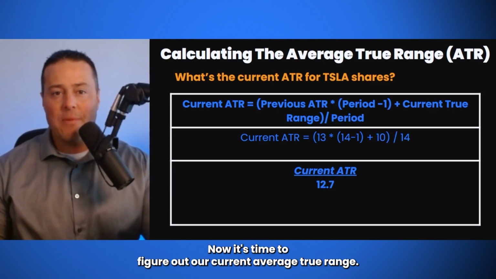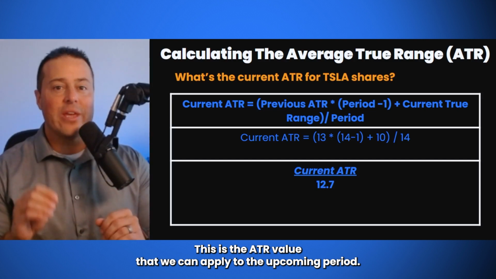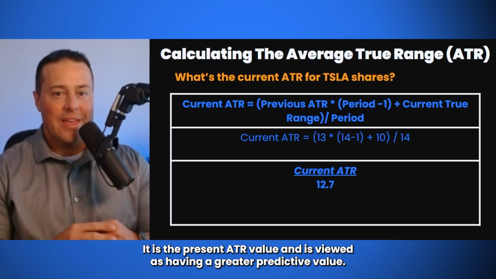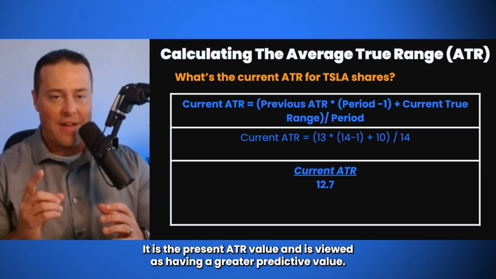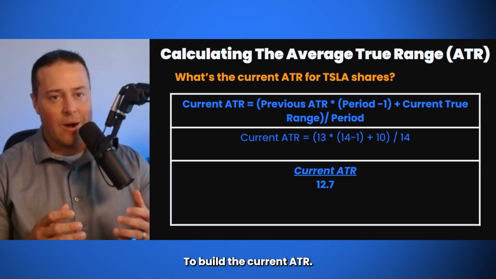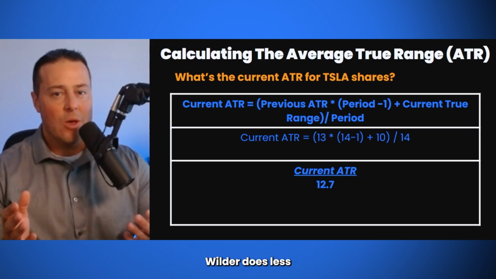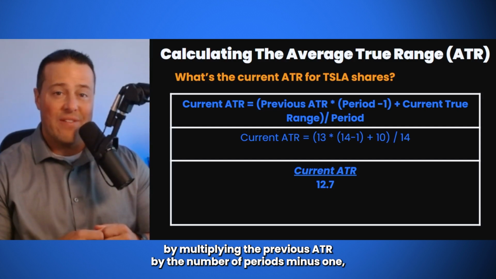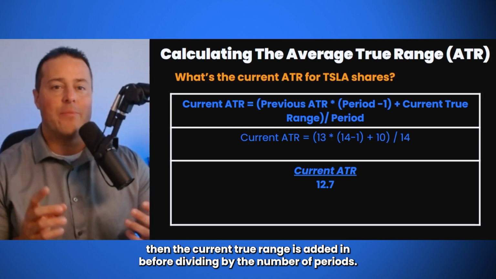All right, now it's time to figure out our current average true range. This is the ATR value that we can apply to the upcoming period. It is the present ATR value and is viewed as having a greater predictive value. To build the current ATR, we adjust our previous ATR to reflect the present true range. Wilder does this by multiplying the previous ATR by the number of periods minus 1. Then, the current true range is added in before dividing by the number of periods.